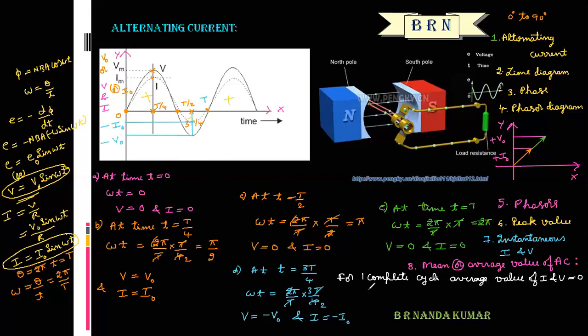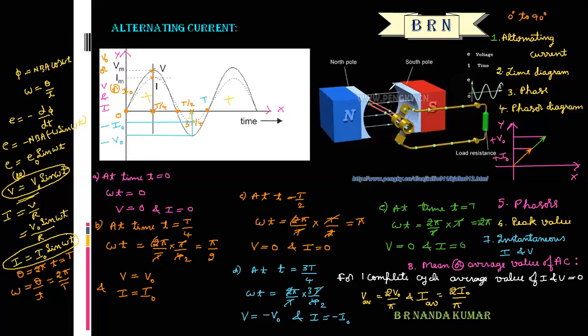So the mathematical expression for average value of voltage, that is 2 V naught divided by pi. So AV means average. Okay, average value of alternating voltage is 2 V naught by pi. V naught is the peak value of alternating voltage. And average value of current is 2 I naught divided by pi.